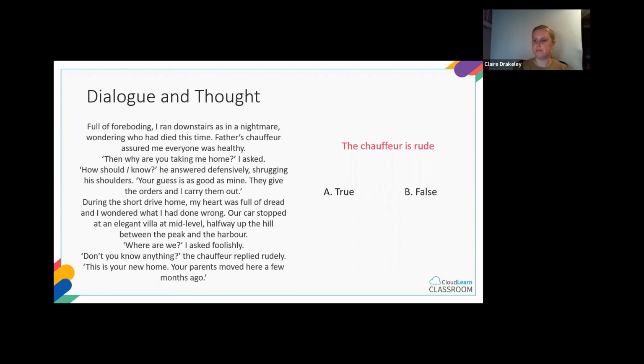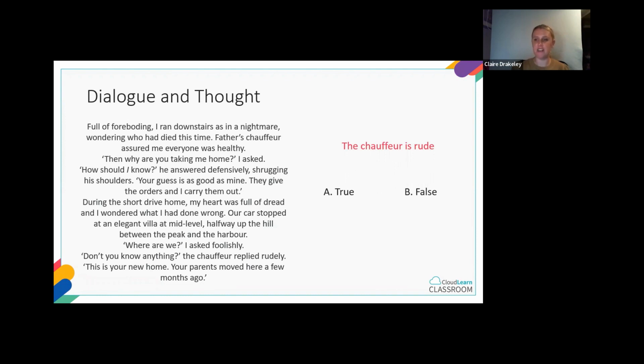Let me have a look. He answered defensively, shrugging his shoulders. So almost as if he's not bothered. Yeah, he's not bothered, is he? And definitely Meadow says he replied rudely. Tabitha, it does say straight out he replied rudely.